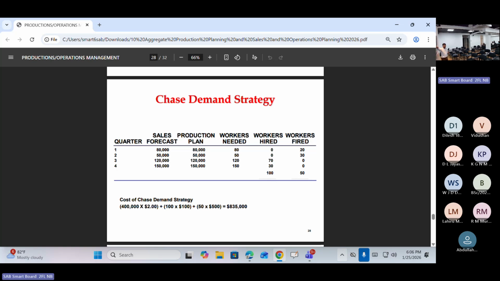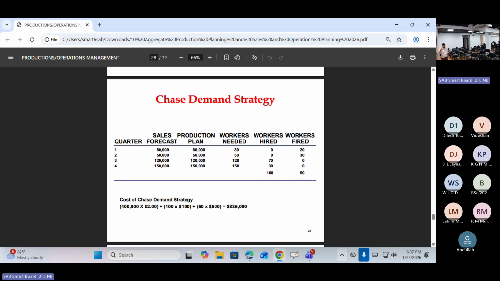Moving to quarter four, we need 150,000 units. So the production plan is to produce that quantity. How many workers are required? 150. At the beginning, we have 120. So we should hire 30 more. Isn't it so? So that is the production plan.